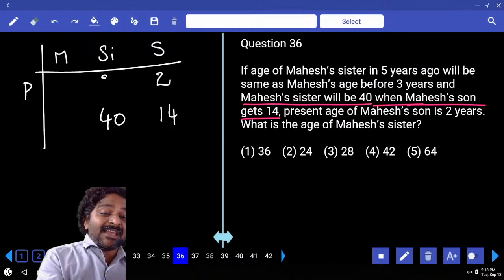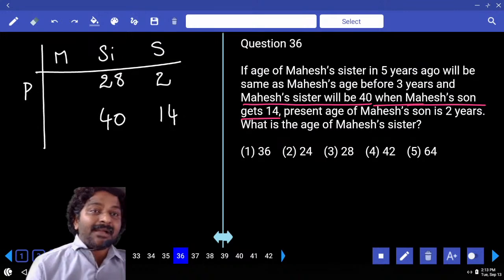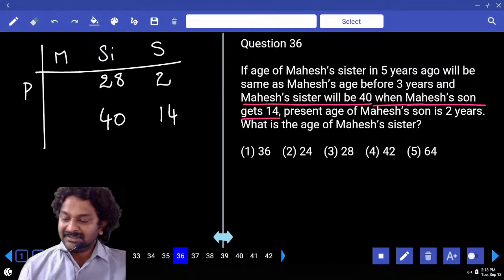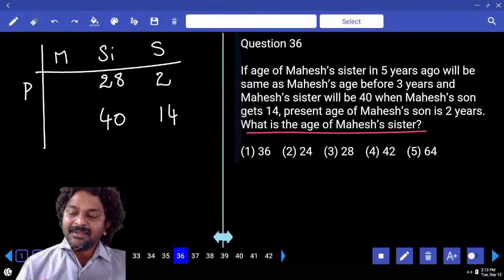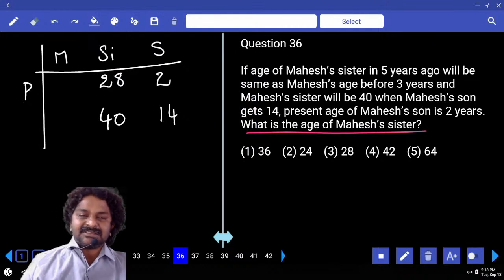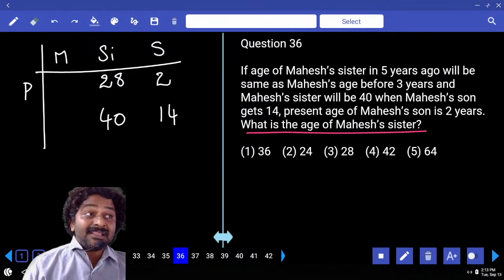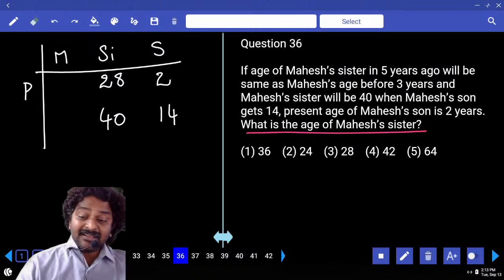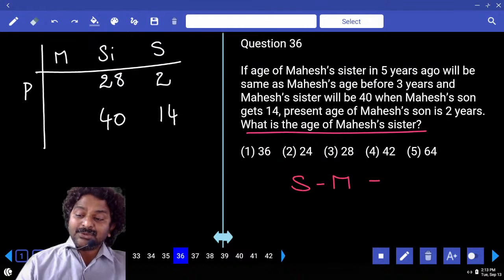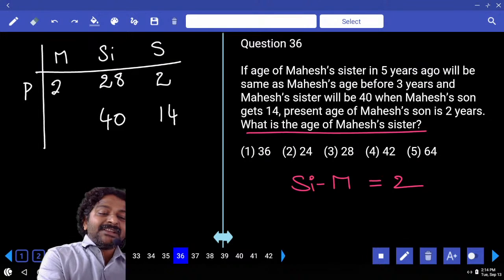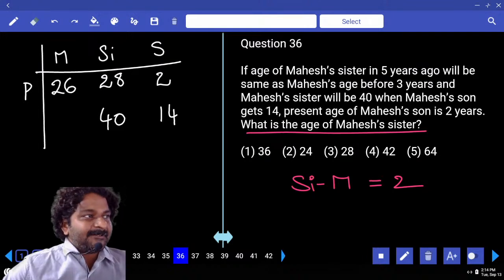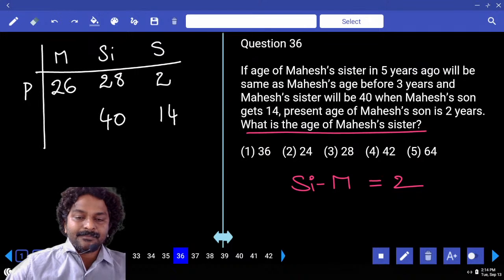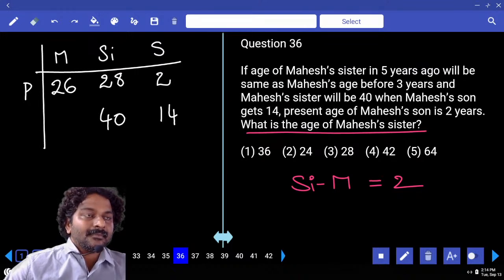Now using this, can we calculate the age of Mahesh's sister? Yes. What exactly is the question? What is the age of Mahesh's sister? How much is your answer? 28. In the same question, can you calculate the present age of Mahesh? We already got one conclusion: sister's age minus Mahesh's age is equal to 2 years. Then the present age of Mahesh must be 26. Followed.